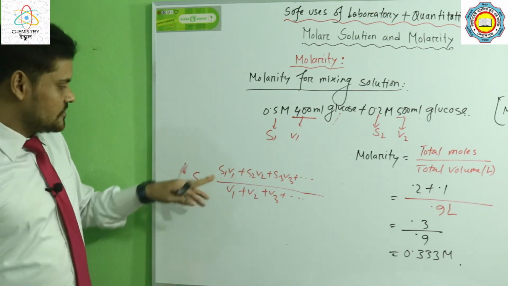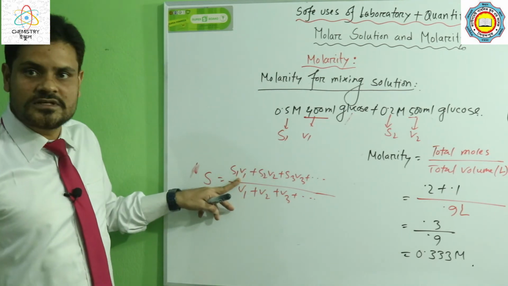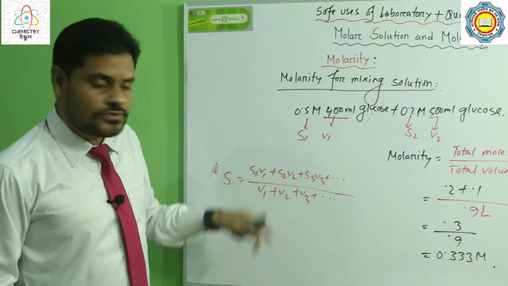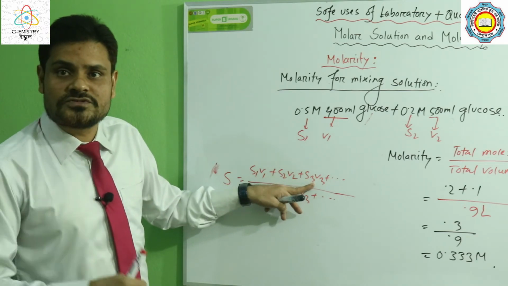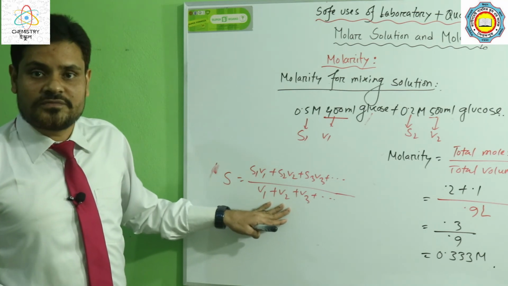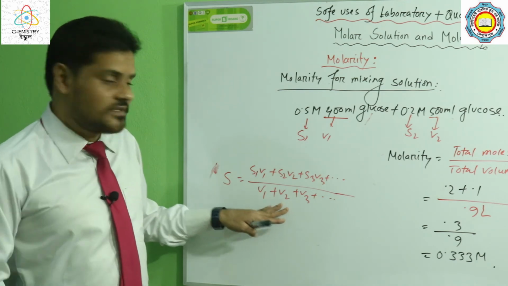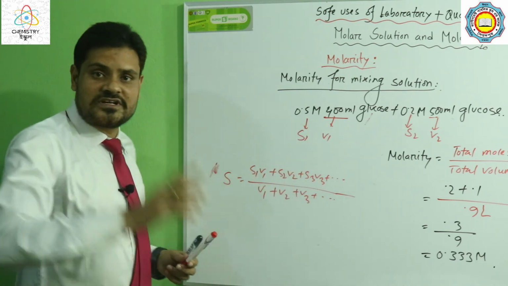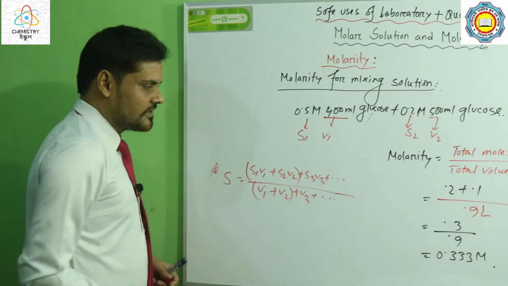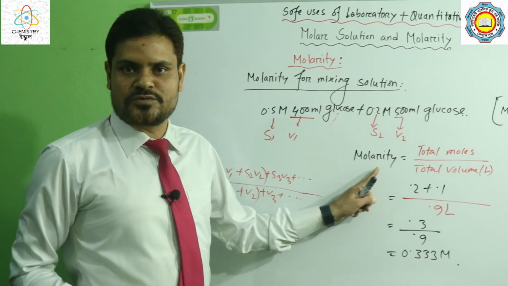This is the first solution, molarity and volume. Molarity and volume give the moles number for the first solution, V2 S2 the moles number for the second solution, and V3 S3 the moles number of the third solution, and the total volume here is V1 V2 and V3. If there are 3 solutions, then we can write down this. If there are 2 solutions, then we can write down here for these 2 solutions. Then we can easily get the molarity of this molar solution.